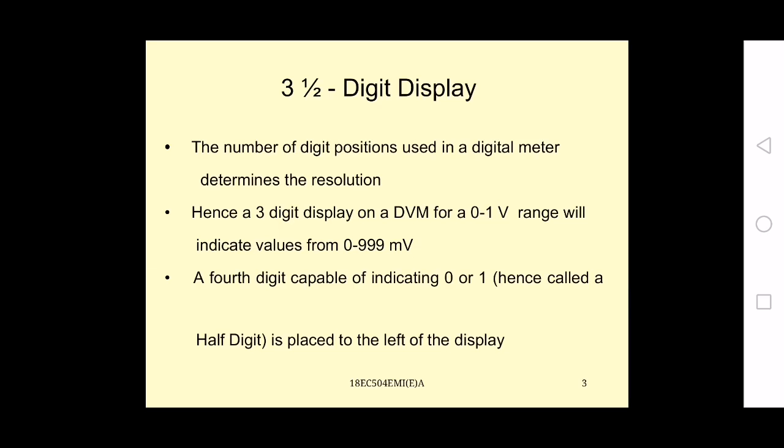If you have 4 digits you can have 0 to 9999 millivolts like that. The fourth digit is only capable of displaying 0 or 1, that's why it is called a half digit display. It is placed to the left of the display and can be used to show only either 0 or 1, so that you can increase the range of these measurements from 999 to 1999. So it can measure up to 999 millivolts and beyond that up to 1999 millivolts.